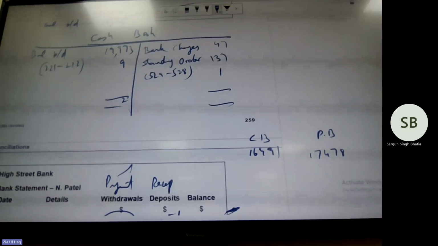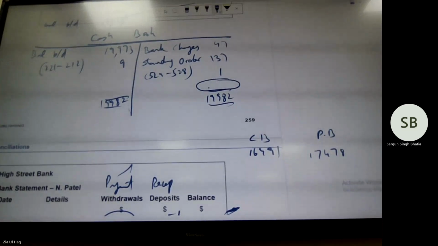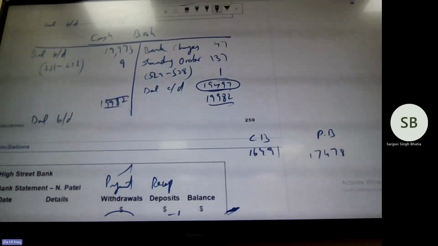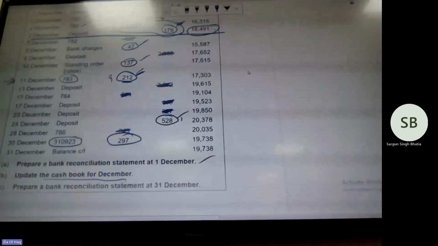This will be 2,891. So 19,982. What is the balancing figure here? 19,797. Balance carried down. It will come here as balance brought down, 19,797. So we have done with requirement B.